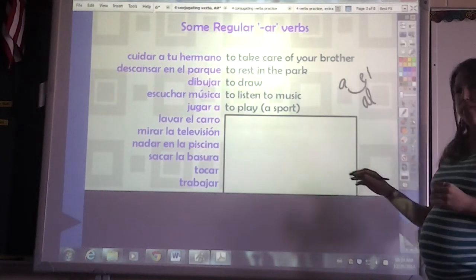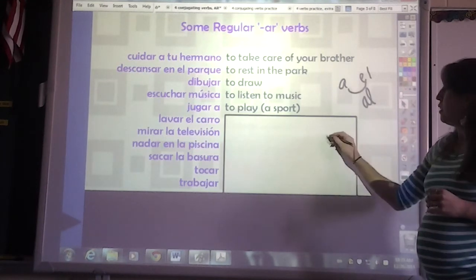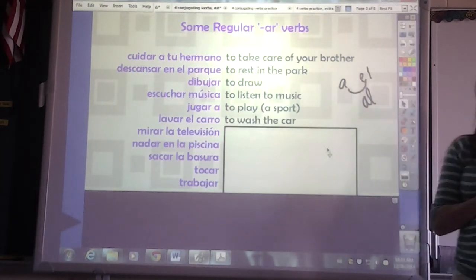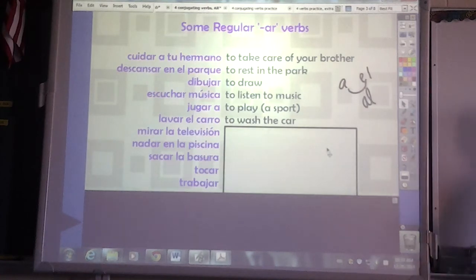Oops. Lo siento, clase. Lavar el carro, to wash the car.